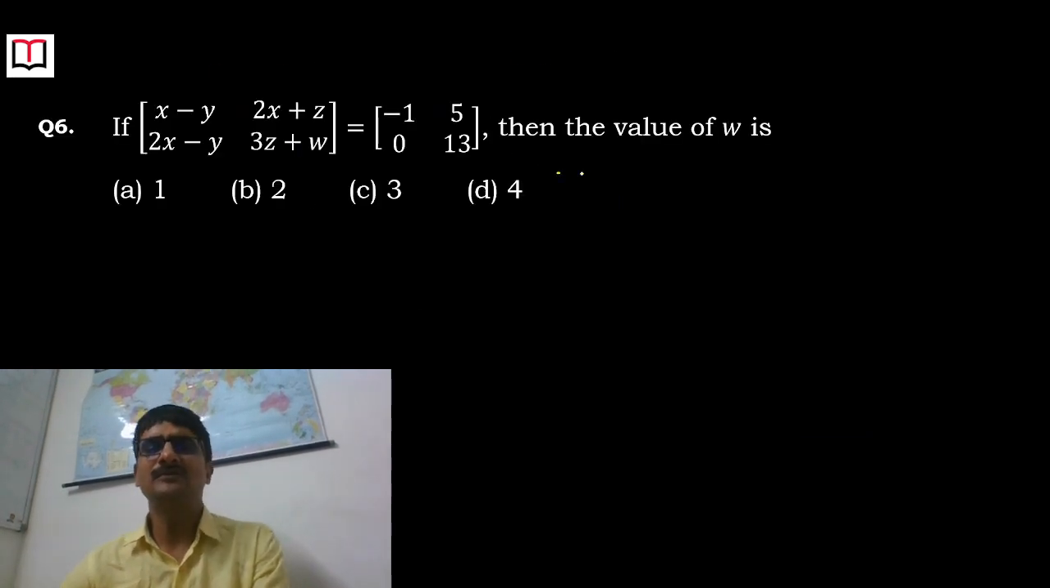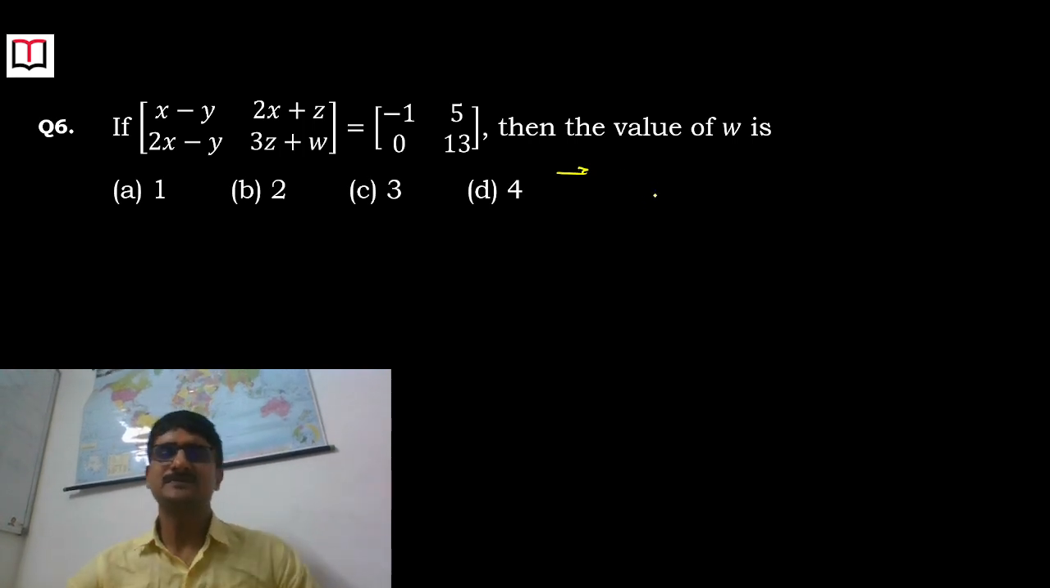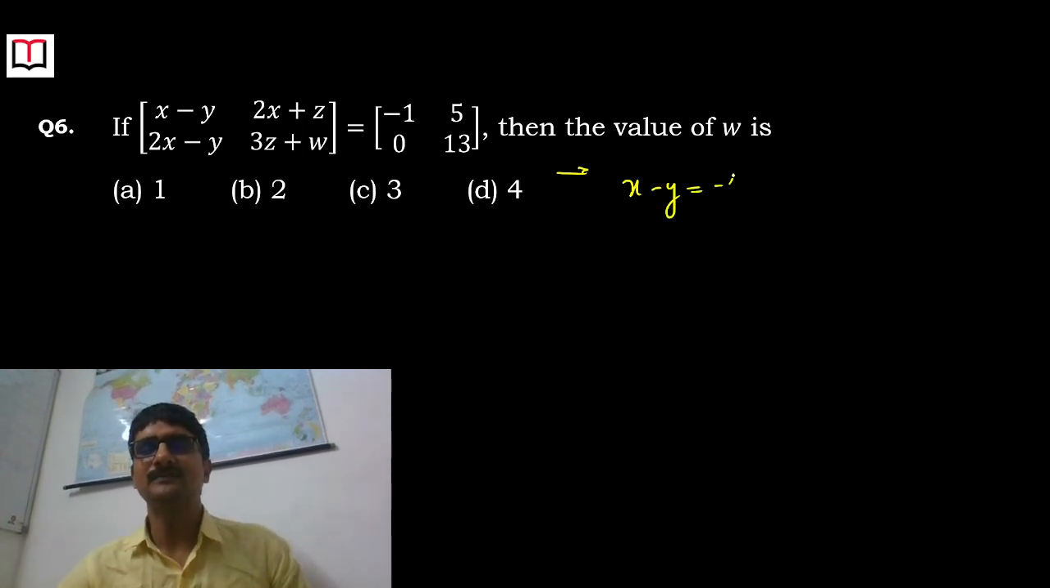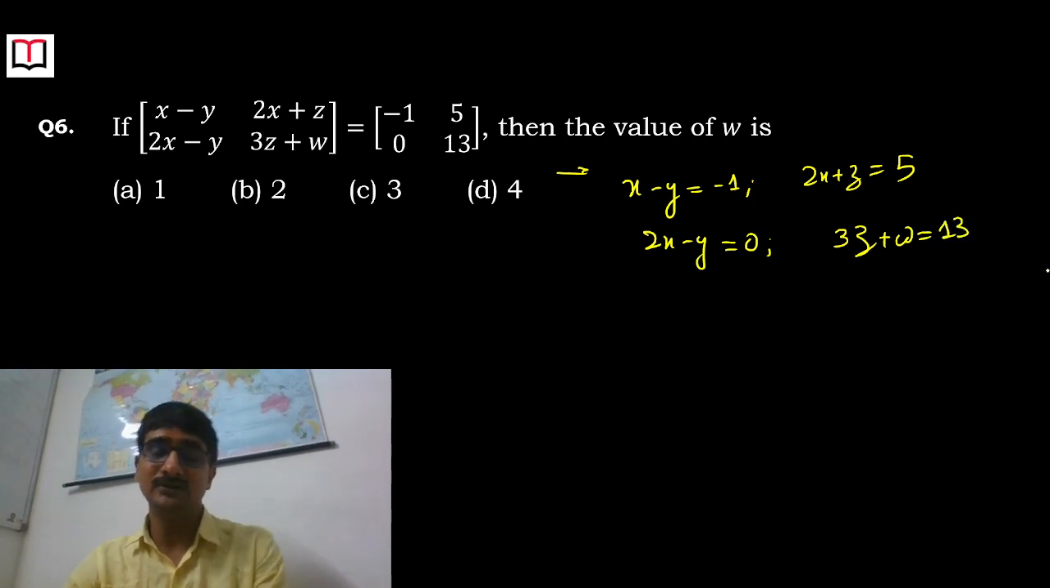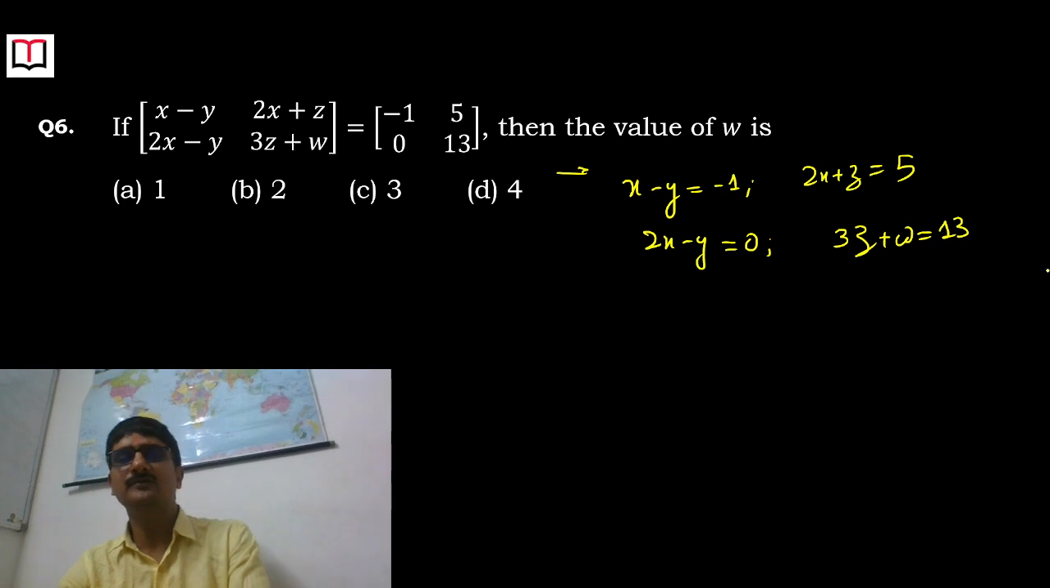Then we know two matrices are equal when their corresponding elements are equal. So x minus y is minus 1, 2x plus z is 5, and then all of us can easily solve it. I'm not going to do it, but we can easily solve it by using elimination, substitution, whichever method you want.